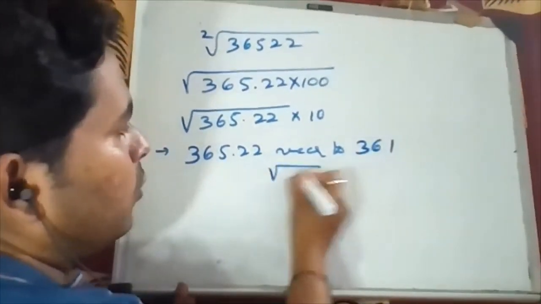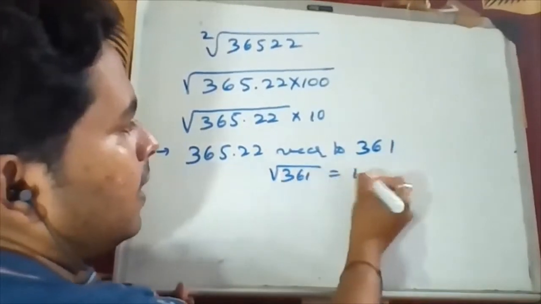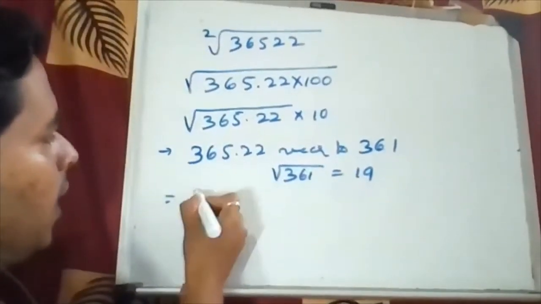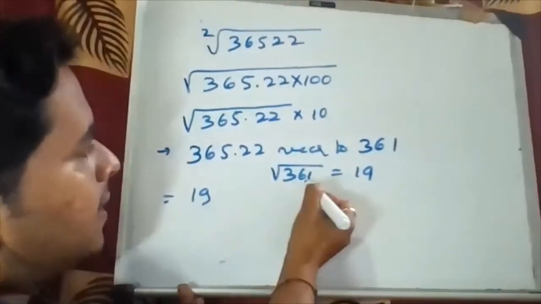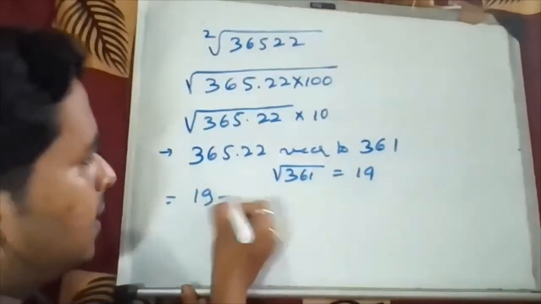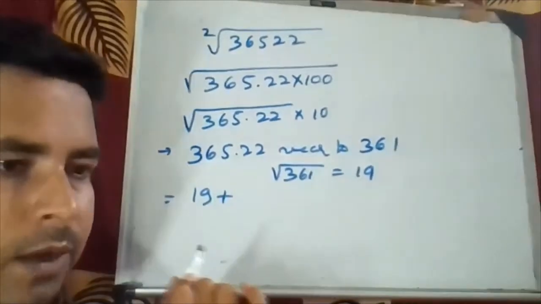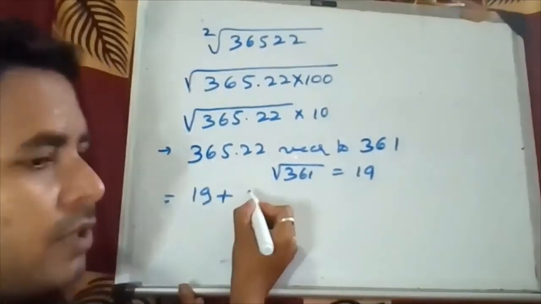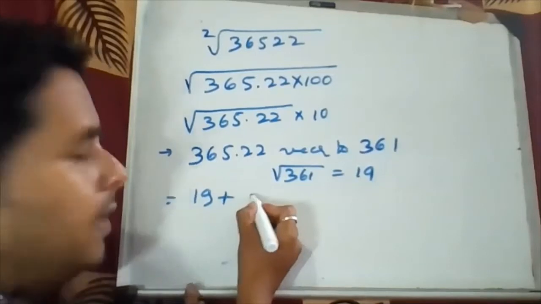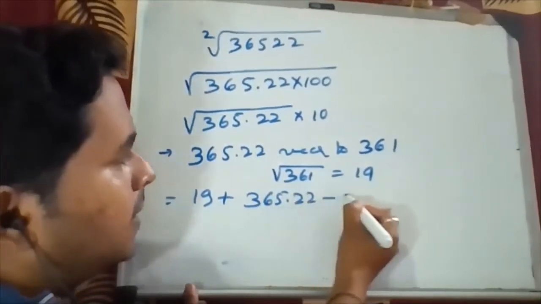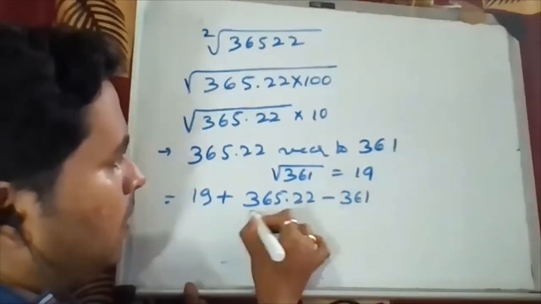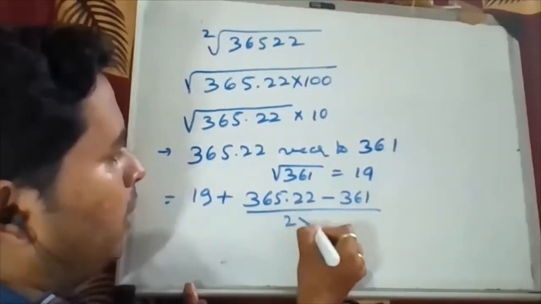एंड व्हाट इज द स्क्वायर रूट ऑफ 361? इट्स 19. So here what I'll do, I'll take 19 as a reference, and it is smaller than this. Okay, I'll take just the plus value. So what is the given question? That is 365.22 minus 361, divided by 2 into 19.